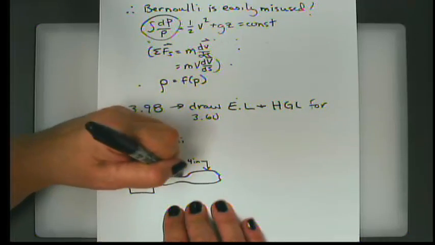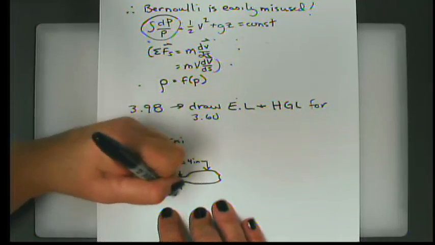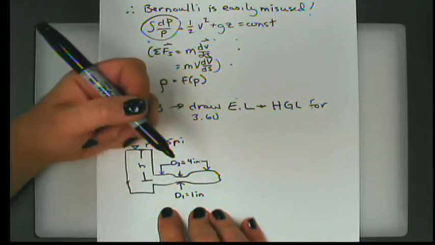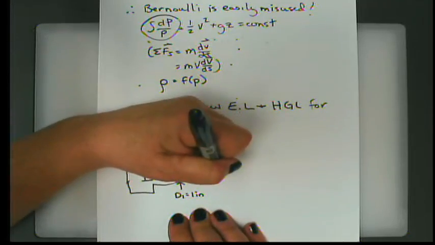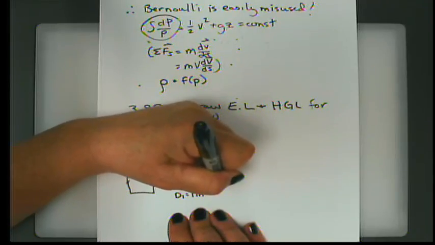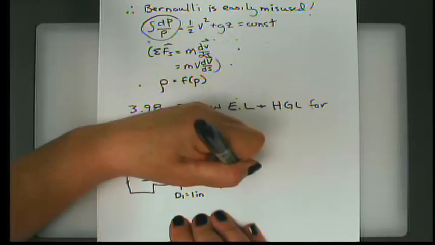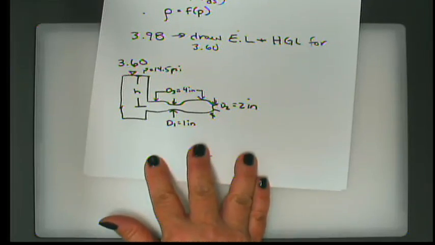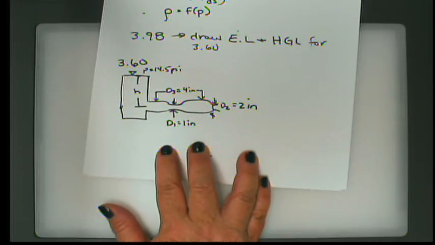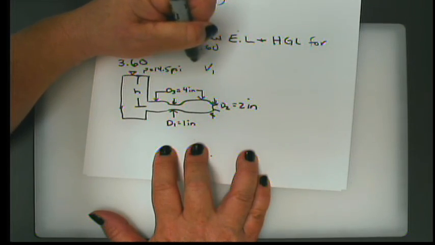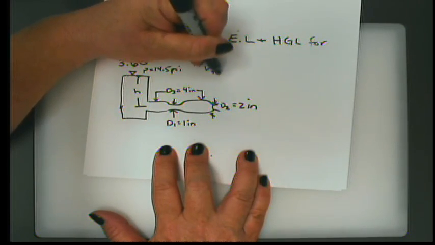And we have D1 right here is 1 inch. And at the outlet, right here, we have D2 is equal to 2 inches. All right, now I'll get my left hand out of the way so you can see what we've got. All I've done is reproduce the drawing in your book.